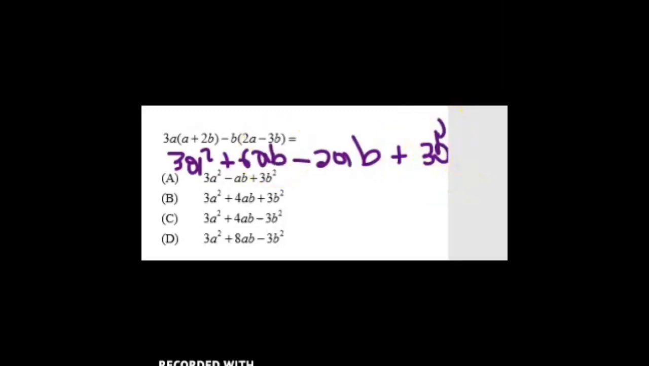So now we're going to look to see if there's any like terms. So here we have 6ab minus 2ab. So our answer would have been 3a squared plus 4ab plus 3b squared. Answer is B.